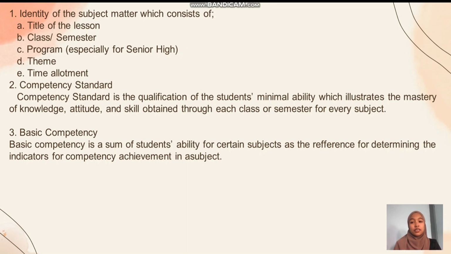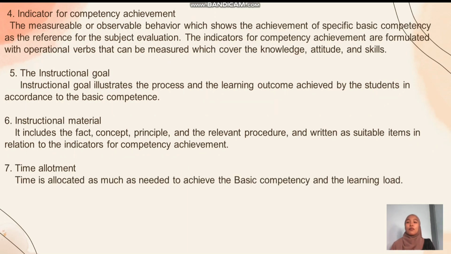3. Basic competency. Basic competency is a sum of student ability for a certain subject that has reference to determine indicators for competency achievement in the subject. 4. Indicators for competency achievement. The measurable or observable behavior which shows the achievement of a specific basic competence, as the reference for the subject evaluation. The indicators of competency achievement are formulated with operational verbs that can be measured, which cover the knowledge, attitude, and skill.